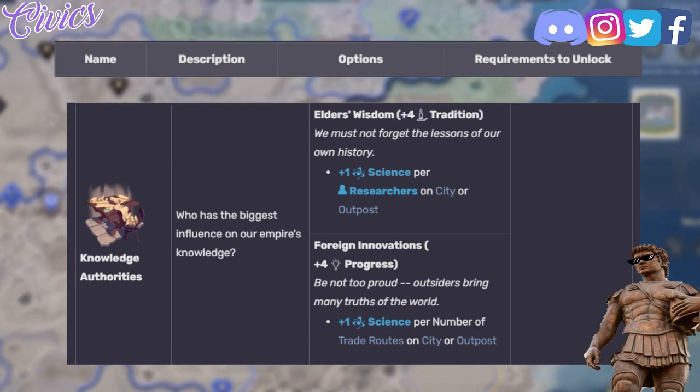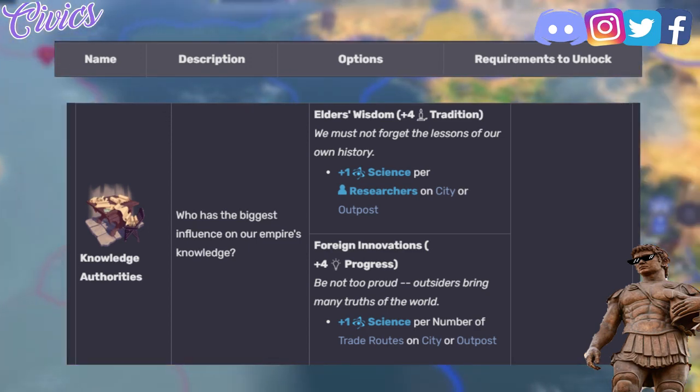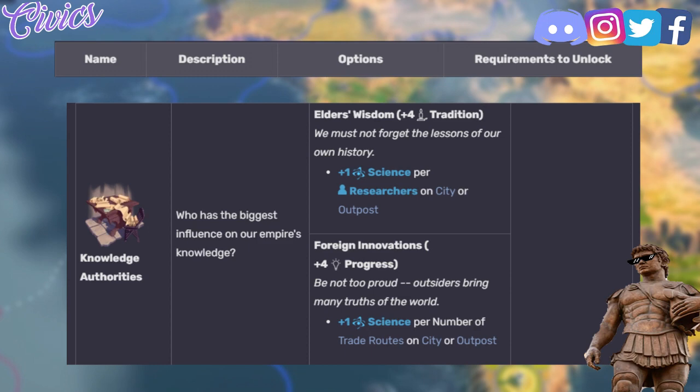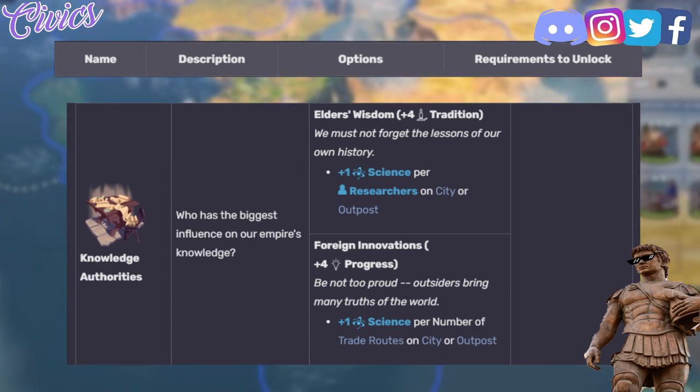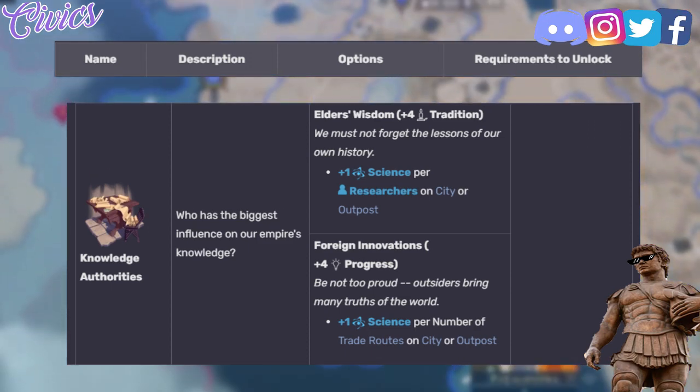Option B, foreign innovations, plus 4 progress. Be not too proud, outsiders bring many truths of the world. Receive plus 1 science per number of trade routes on city or outpost.